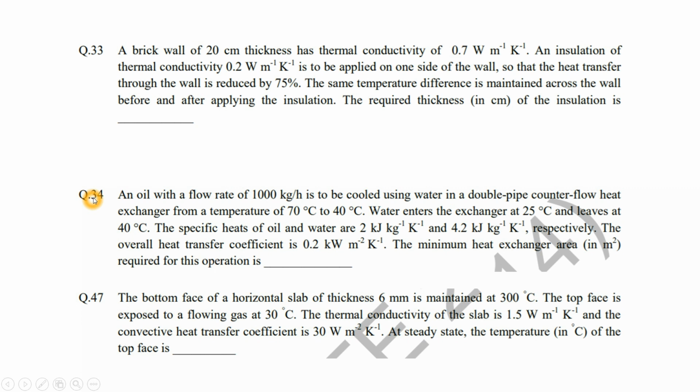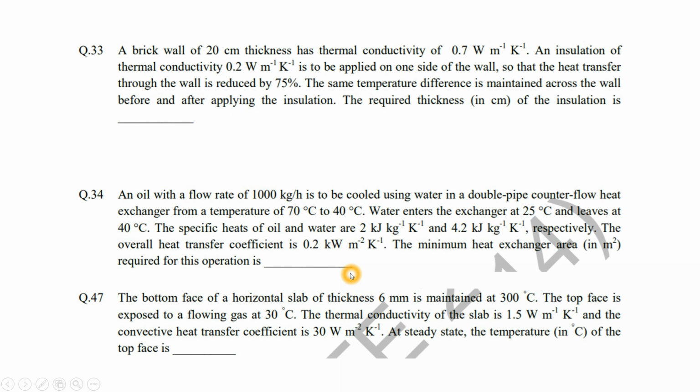Now our next question is question number 34. An oil with a flow rate of 1000 kg per hour is to be cooled using water in a double pipe counter flow heat exchanger from a temperature of 70 to 40 degrees centigrade. Water enters the heat exchanger at a given temperature and leaves at a given temperature. The specific heats of oil and water are given. The overall heat transfer coefficient is given. The minimum heat exchanger area required for this operation is.